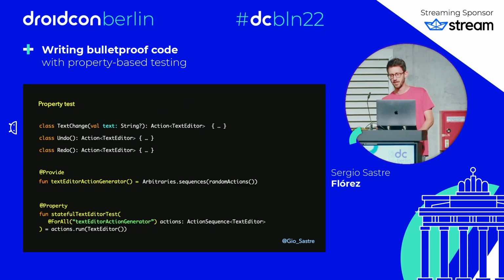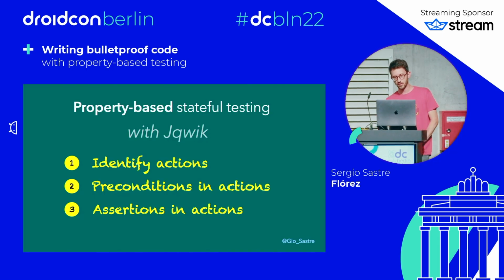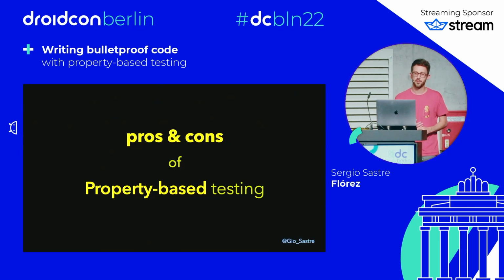So let's recap about the stateful testing with jqwik. First of all, you have to identify the actions that you can perform on the model that will bring the model to another state. Then, yeah, we can define some preconditions in the actions not to generate them. And then also one peculiarity of stateful testing is that the assertions do not happen in the test itself. They happen in the action class that we have defined, on every single action, because every action has its own requirements.